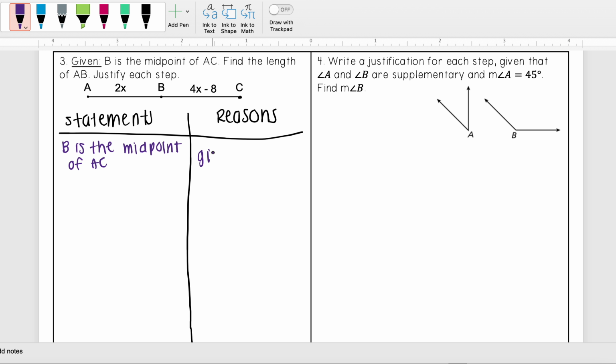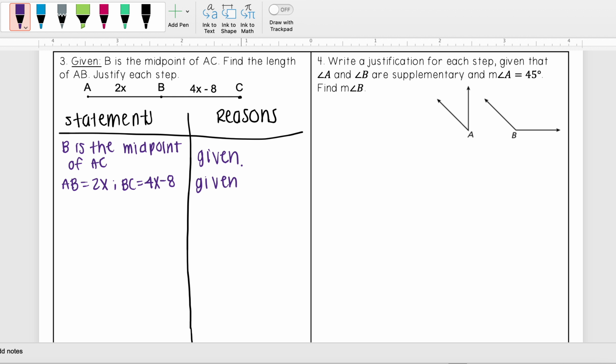So I'm given that. Now I need to look and see what else I'm given. Well, I have this diagram right here, and I see that AB is equal to 2x. And BC is equal to 4x minus 8. And so I want to find the length of AB. So I need to think about, again, what do we know about midpoint? And how can I use that to first find X, and then use that to substitute in to find AB?